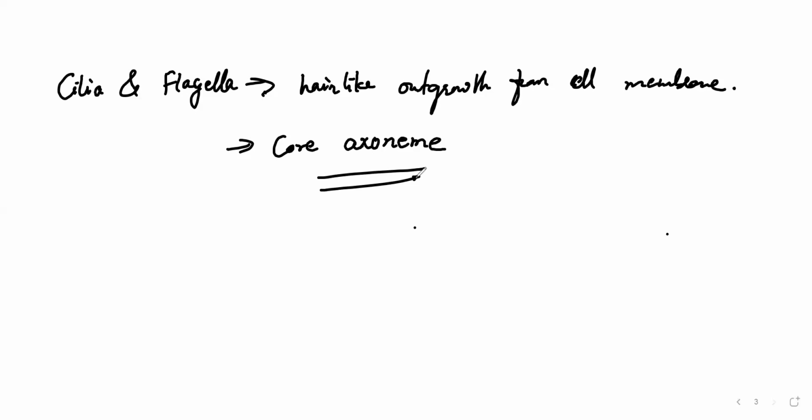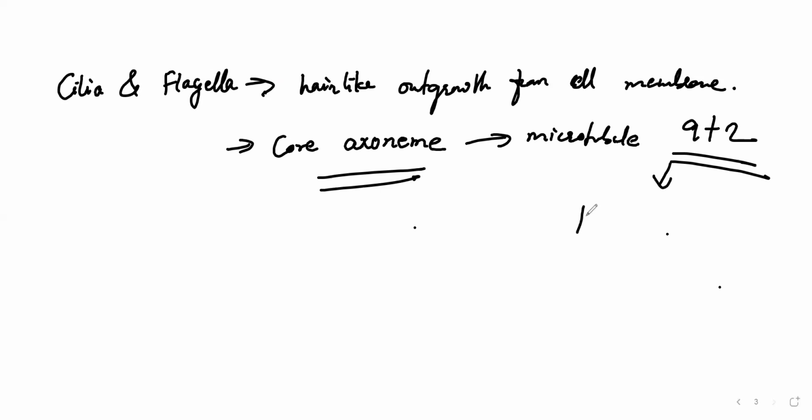So the axoneme is actually composed of what? Microtubules. And the arrangement will be 9 plus 2. So whatever the cilia or flagella, the arrangement around the cell will be what? 9 plus 2. That will be their arrangement. Hence, the core is called what? Axoneme. Now what 9 plus 2 means: the 9 will be peripheral.